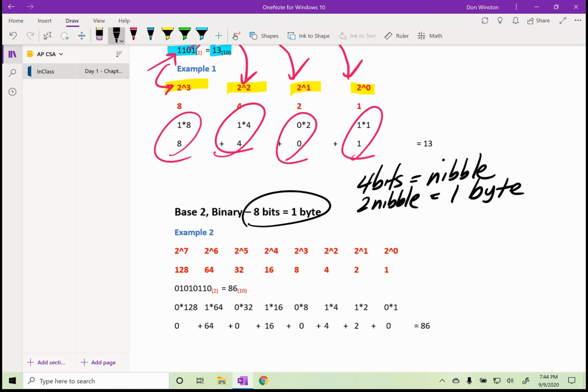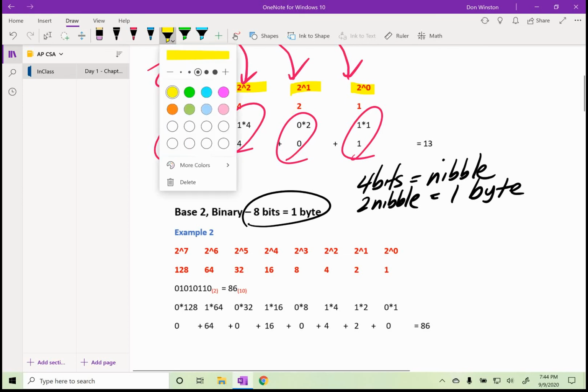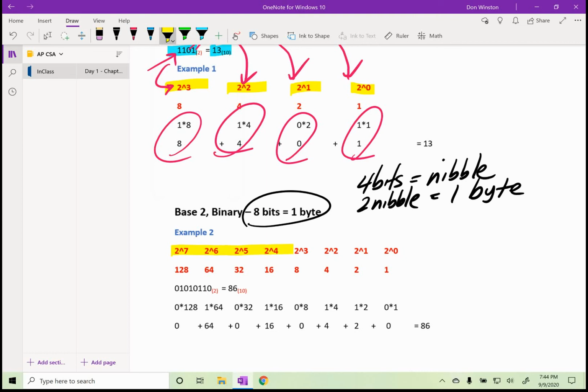So let's take a look at an example 2. Again, I've represented powers of 2. I'm working with 8 bits, or a byte. So I'm going to work with powers of 2 all the way to 2 to the 7th, 2 to the 6th, 2 to the 5th, 2 to the 4th, and so on and so forth. Now, I'll work with the number here, 0, 1, 0, 1, 0, 1, 1, 0, base 2. We'll see that's 86 base 10.